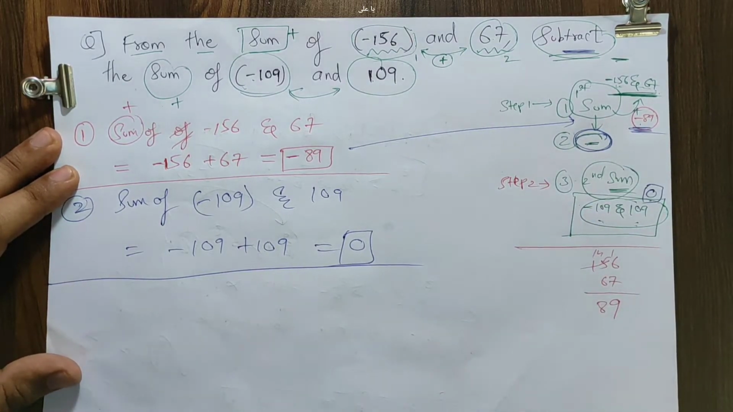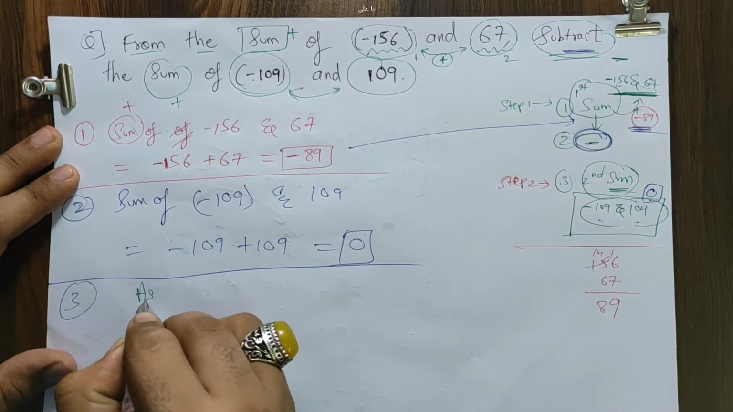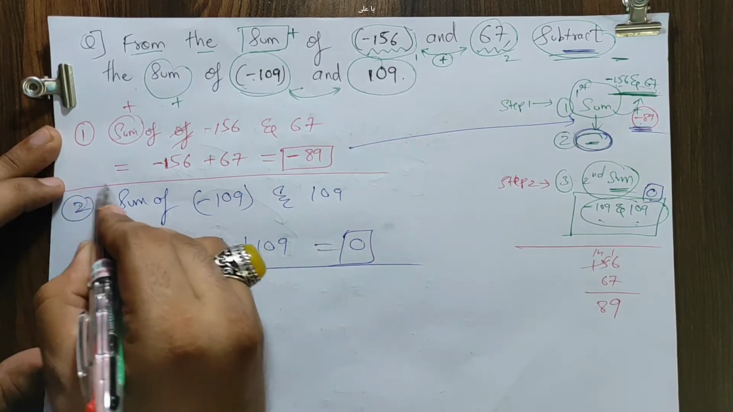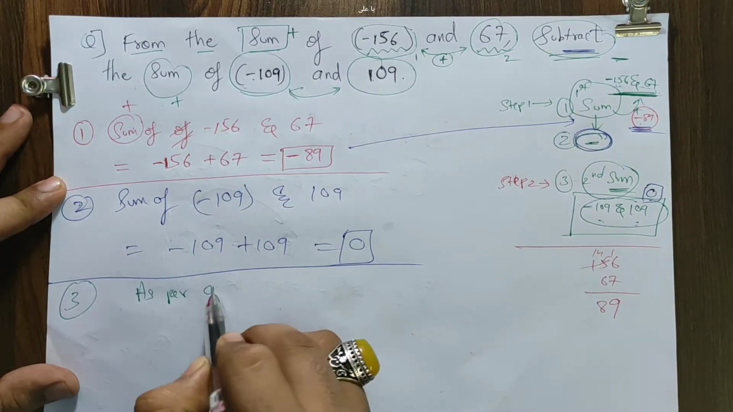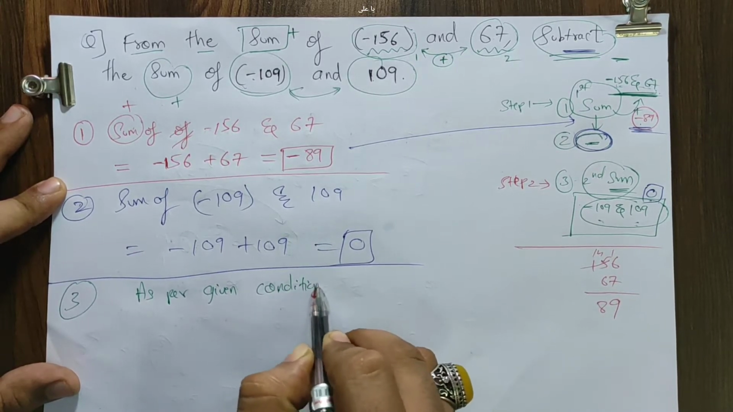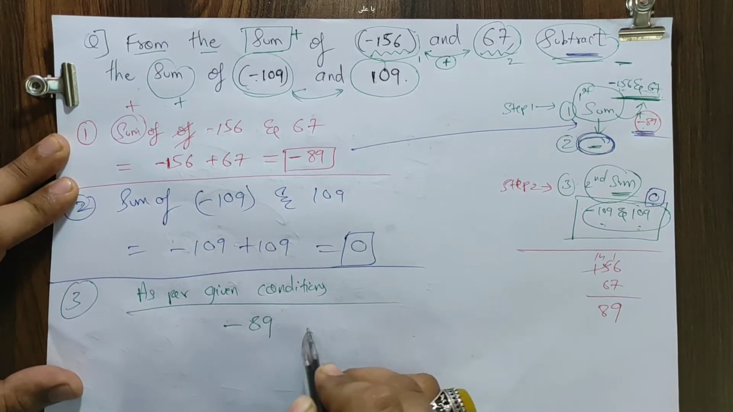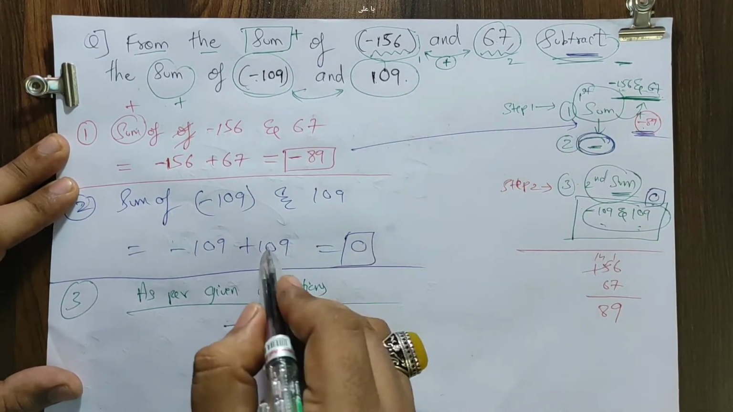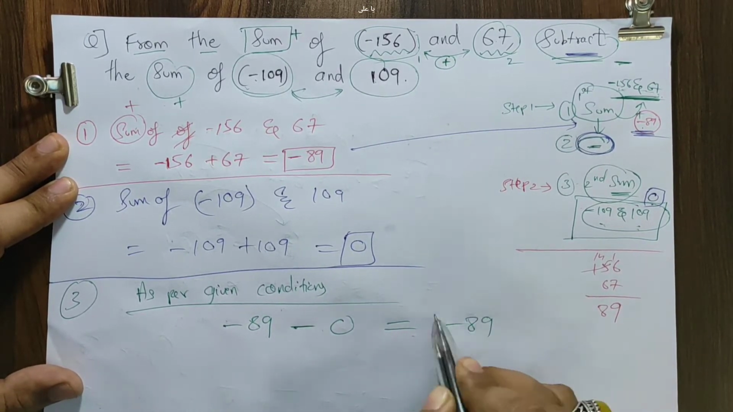That's it. So, all of you, step number 3, as per the given condition: you don't need to write these lines, you just have to leave one line. Of course, you have to write step numbers. As per the given conditions, from minus 89, I am subtracting, subtract means minus, the summation of these two values, which is 0. And from any number, if I subtract 0, the answer will be the same number. So the answer is minus 89.